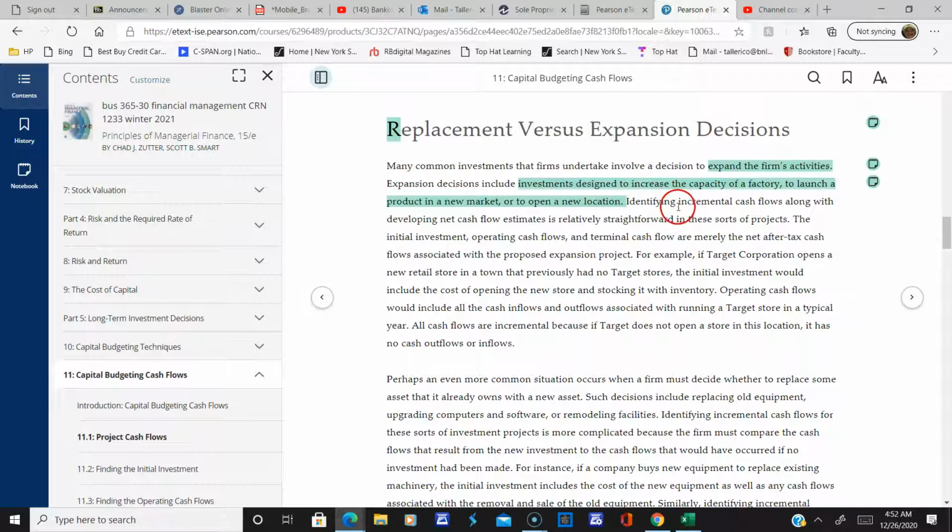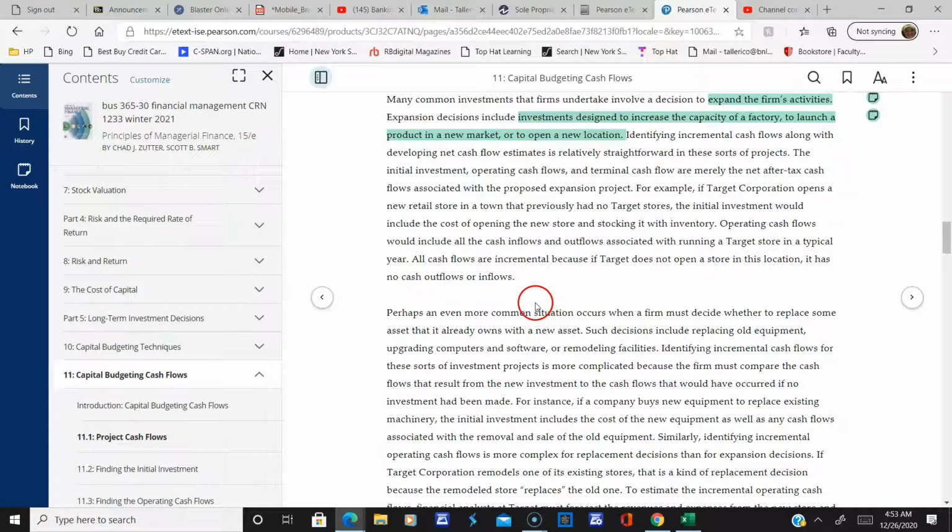And basically, you can look at the incremental cash flows for that. You have the initial investment to do the expansion, and then the operating flows are what you project will happen. They give an example of Target. If Target opens up a new retail store in a town that had no Target stores, the initial investment would include the cost of opening the new store and stocking it with inventory. Operating cash flows would include all the cash inflows and outflows. All cash flows are incremental because if Target does not open a store at this location, it has no cash outflows or inflows.